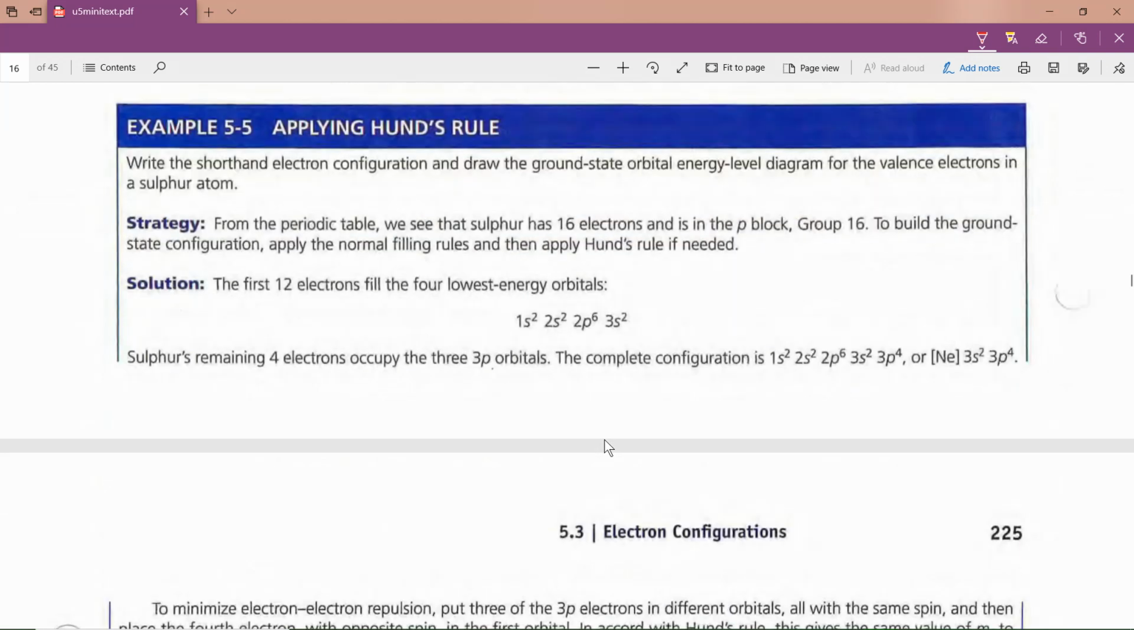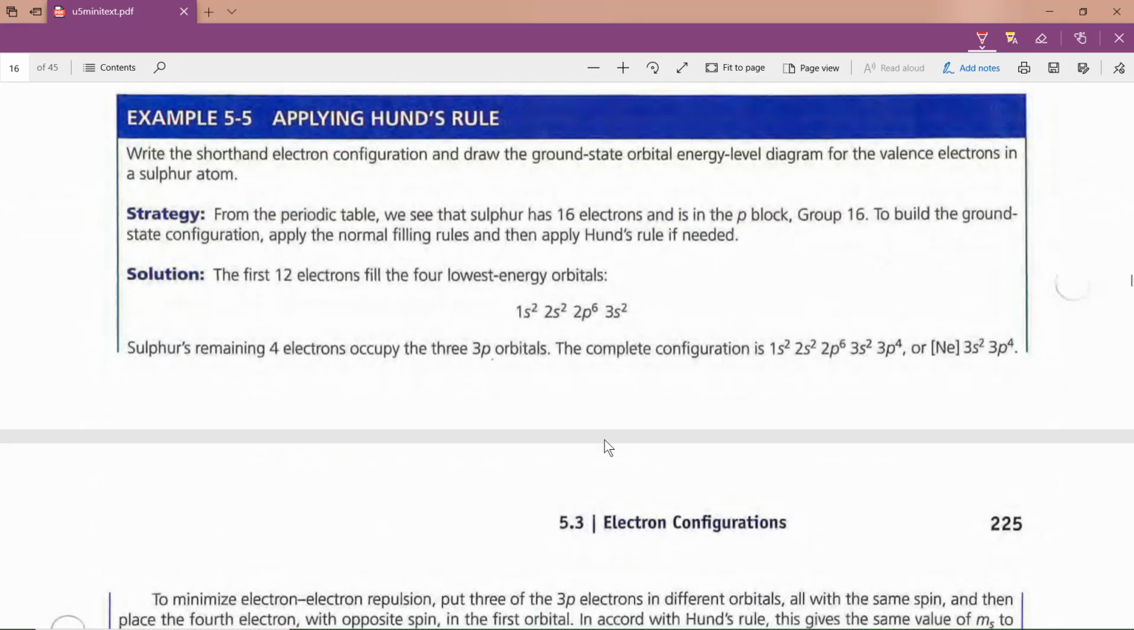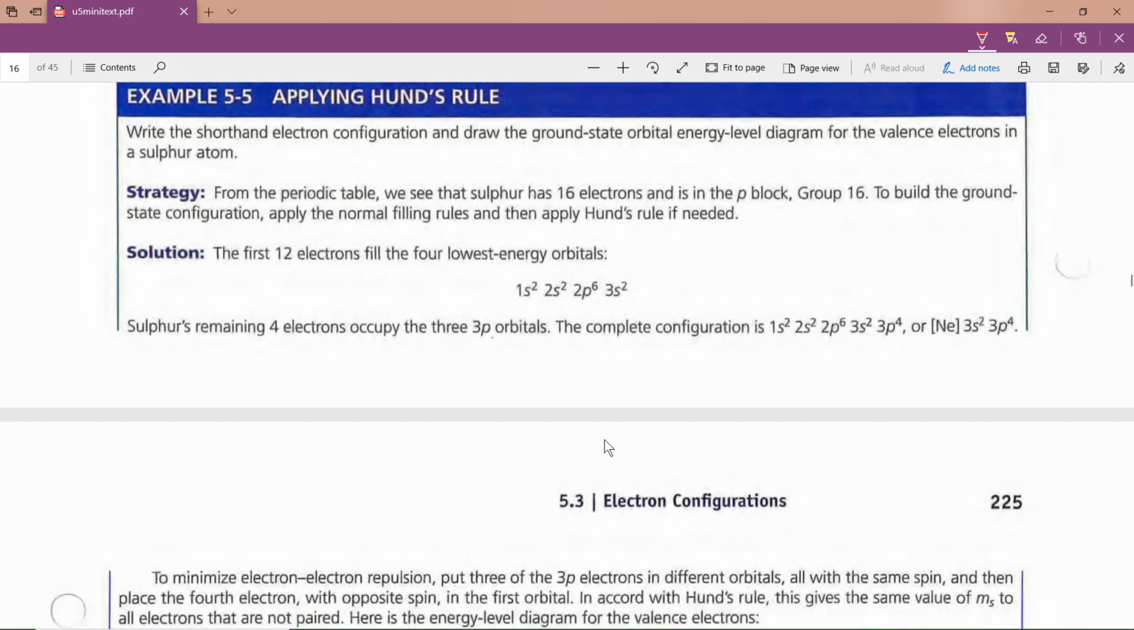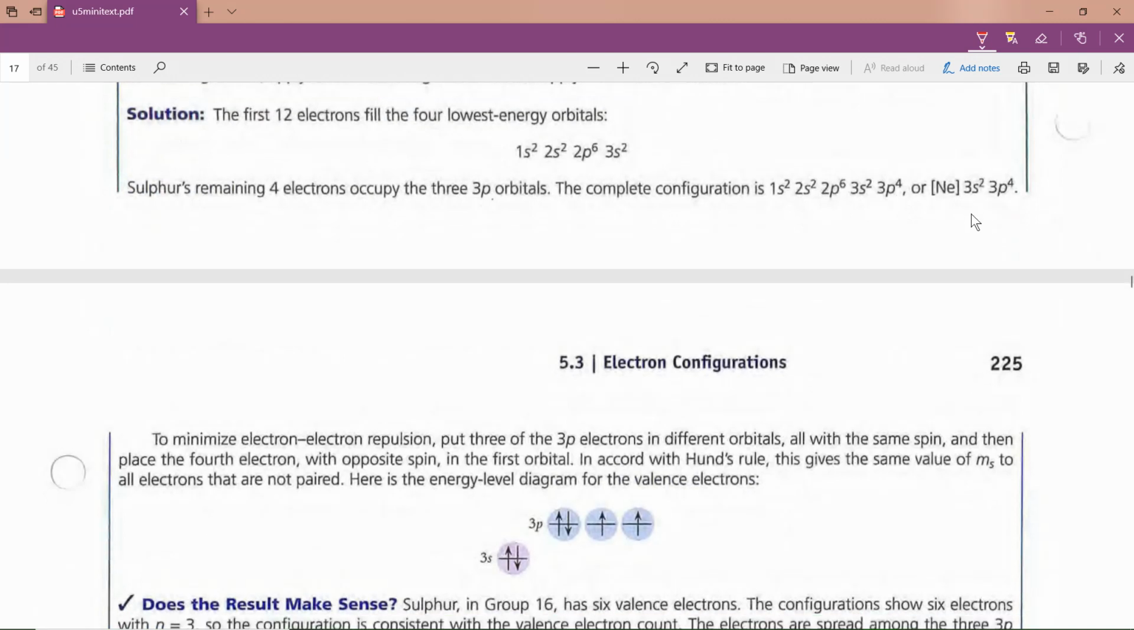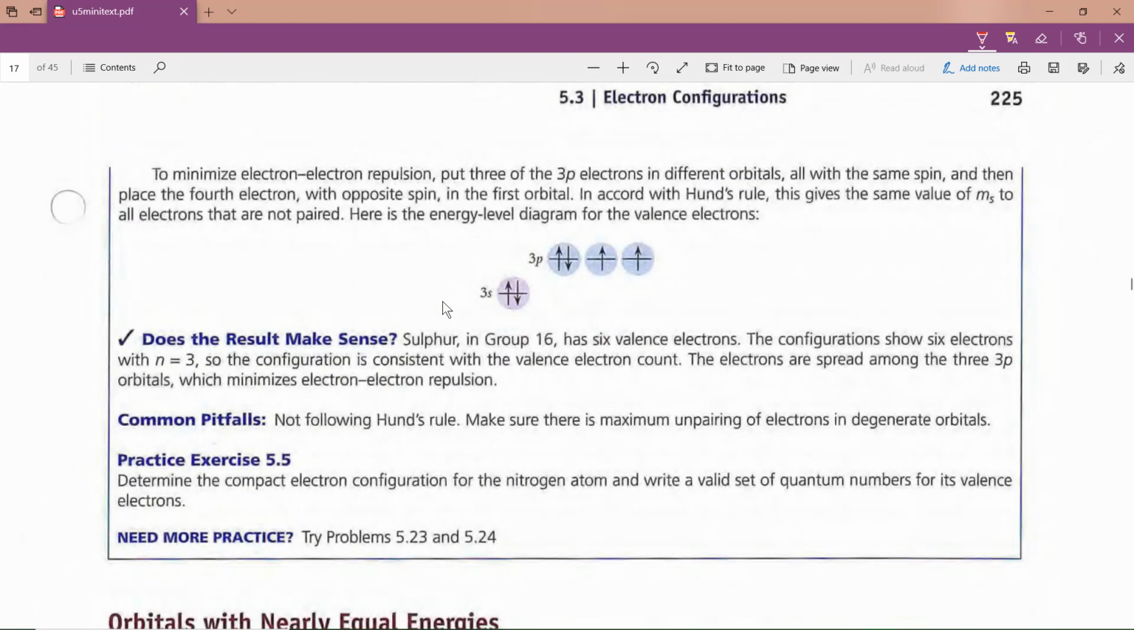Sulfur atom, 1s2, 2s2, 2p6, 3s2, so that's 12. And then there's another 4 to make it 16. So if you just write it as 1s2, 2s2, 2p6, 3s2, 3p4, you're good. That's the complete configuration, or there's the abbreviated one. If you want to write it with the box diagram, you see here you got the 3s2, then you got 3p4. So you got 1, 2, 3, and then one going down. This book likes to do full arrowheads. I don't. I like doing smaller ones.